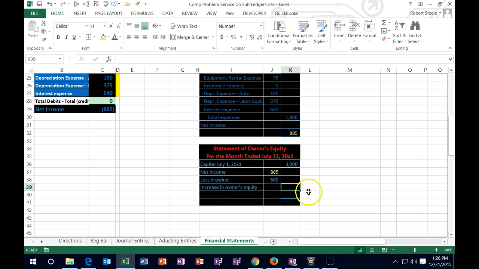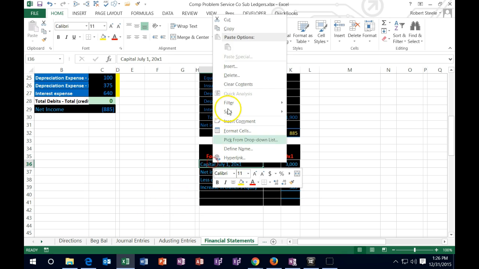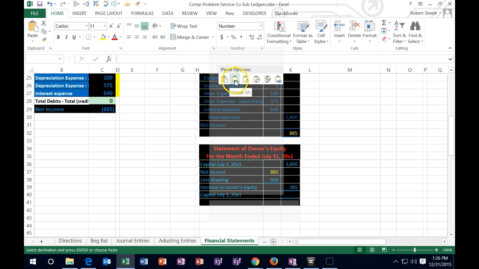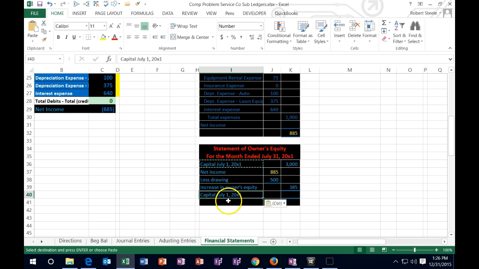Okay, so we got our cursor in K39, equals, and we're going to point to that 885 minus the 500. Remember, it's a subtraction problem indicated by the less there, and enter. Okay, so now we have our ending capital. So now I'm just going to copy this capital again and paste it down here, but paste it 1, 2, 3. But now it's our ending capital. So not as of July 1st, it's as of July 31st.